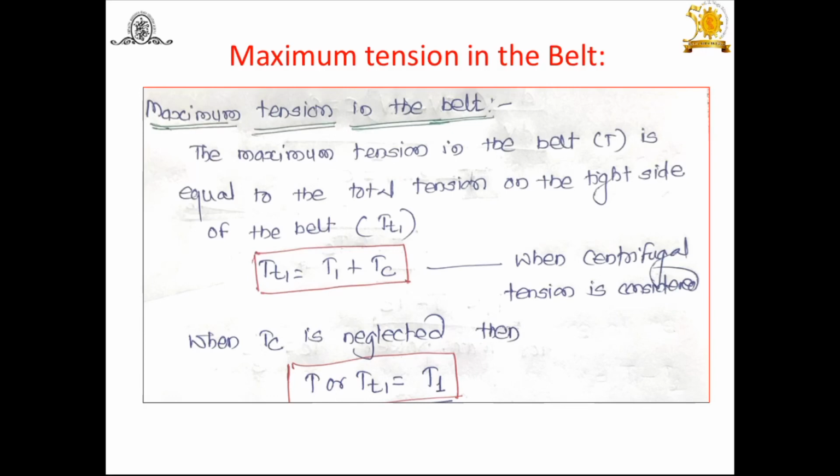Then maximum tension in the belt. Generally, while solving problems, you will find the term maximum tension in the belt. Maximum tension in the belt is equal to the total tension on the tight side. If centrifugal tension is considered, the total tension in the tight side is Tt1 equal to T1 plus Tc. And if centrifugal tension is neglected, T1 is the maximum tension in the belt. Try to understand this. Maximum tension in the belt is always the tight side tension.